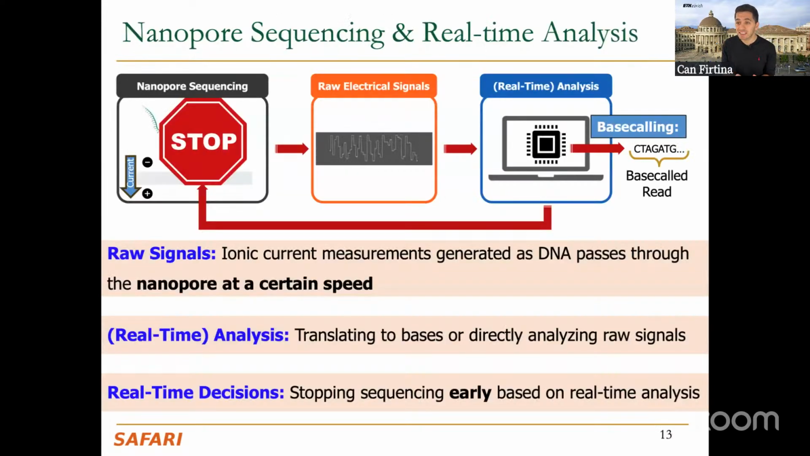For example, it can reduce the sequencing time and cost, or it can enable you to utilize your resources in a much better way. So you don't waste your resources and you use them for useful purposes. Also, real-time analysis can reduce the overall latency because we can overlap the sequencing time with the analysis. So these are basically the steps in nanopore sequencing.